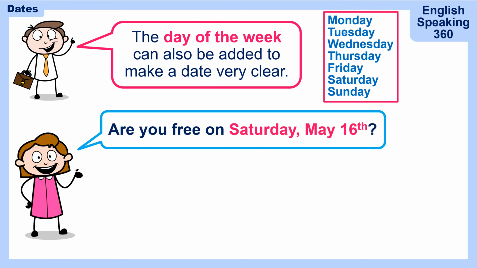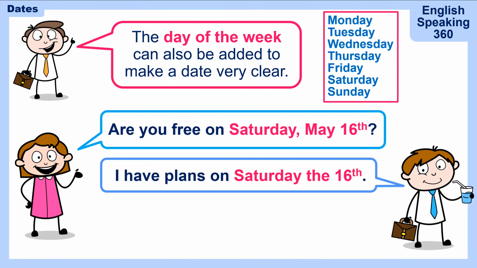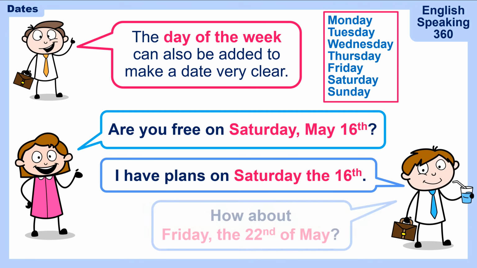So here are the days of the week: Monday, Tuesday, Wednesday, Thursday, Friday, Saturday, Sunday, and you can add them to the example. Are you free on Saturday, May 16th? I have plans on Saturday the 16th. How about Friday the 22nd of May? So by adding the day of the week, you're actually making it very clear that you cannot make it on Saturday, but on Friday the 22nd, you are free.